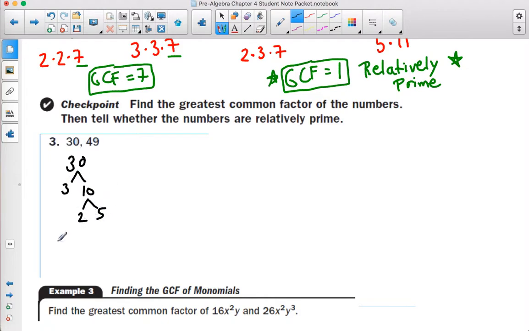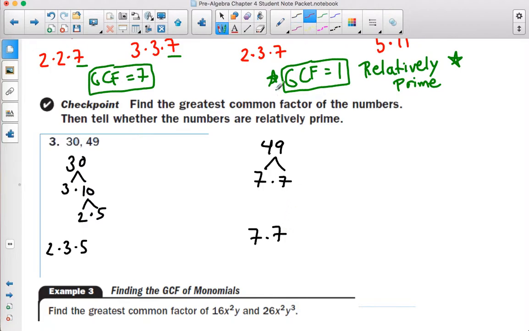I'm going to write it from smallest to biggest number. It helps me keep things organized. So I can just write it as 2 times 3 times 5. Now let's do 49 over here. 49 I know is 7 times 7. And both of those are prime, so it doesn't simplify anymore. So 49 is 7 times 7.